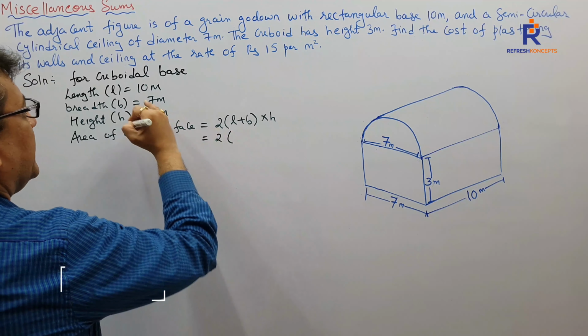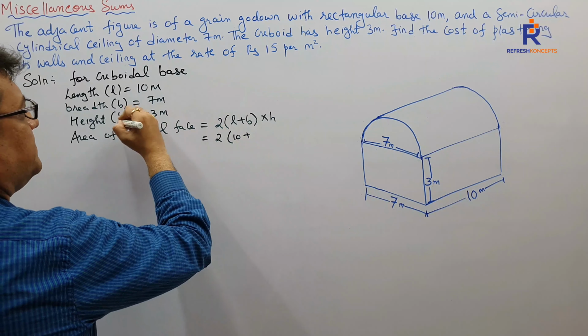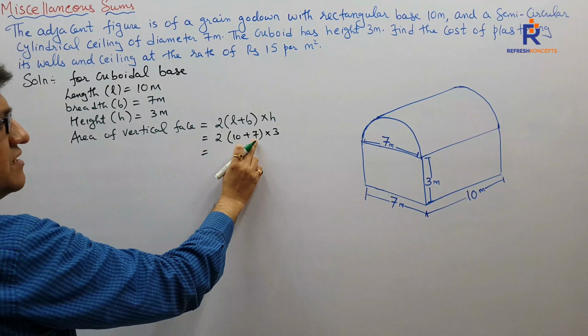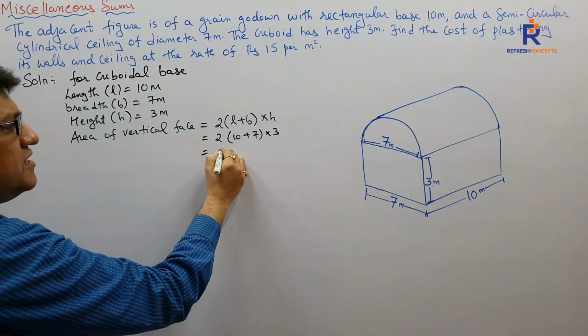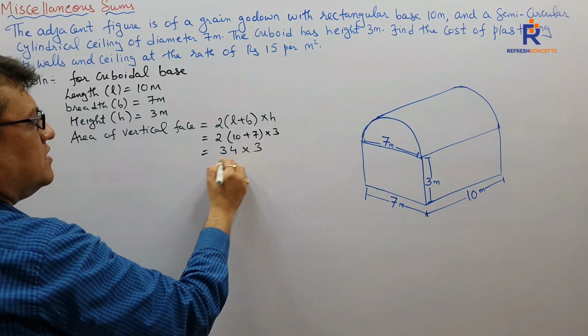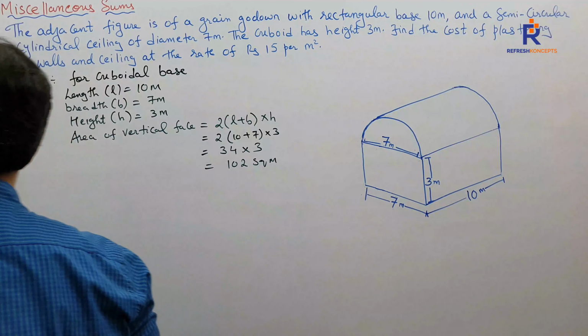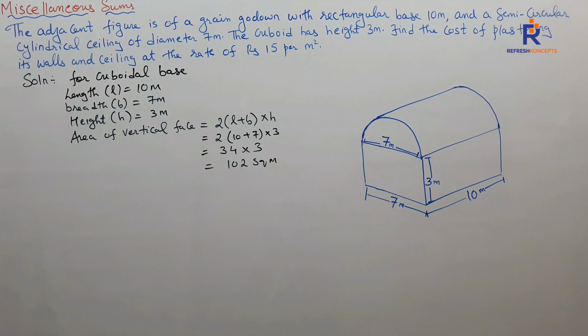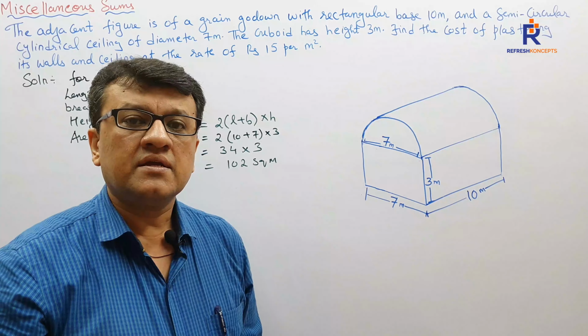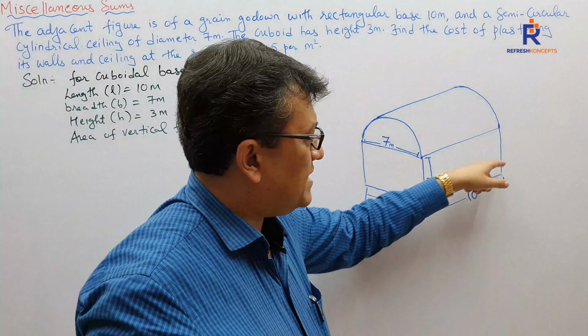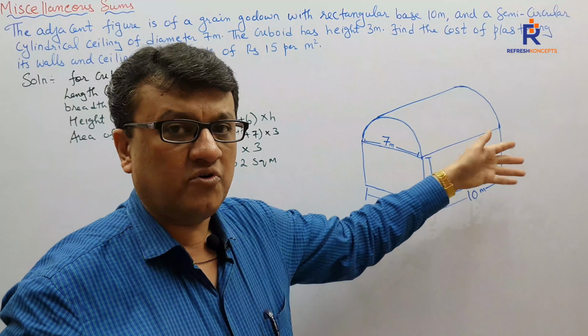Twice of (L 10 plus B 7) into H, which is 3. 17 twos are 34, into 3, 102 square meter. So how much is the area we got for the cuboidal base? The area we got for the cuboidal base is 102 square meter. Right, children? So we are supposed to plaster 102 square meter for 4 vertical walls.